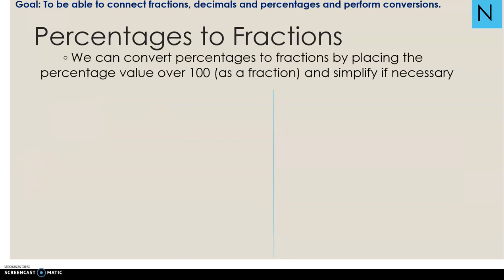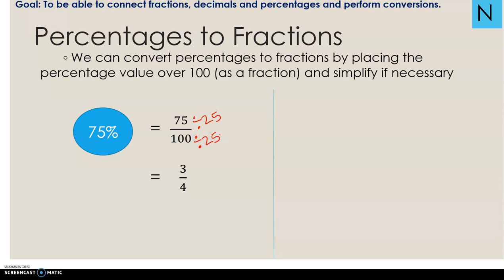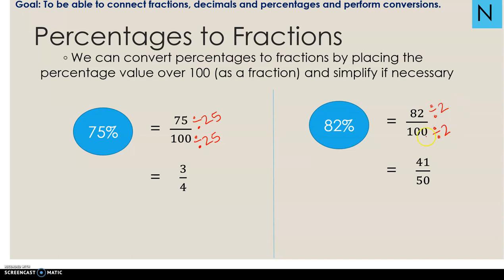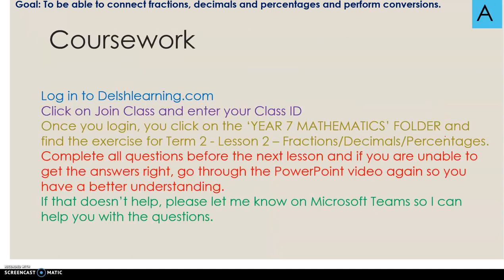And percentage to a fraction, really simple. You write down 75%. We know percent means over 100. So 75 over 100. And the last step is to simplify. To simplify, I know 25 is a common factor because 75 divided by 25 gives me 3 and 100 divided by 25 gives me 4. One more example, I've got 82 over 100. If I simplify, 2 is a common factor. 82 divided by 2 is 41 and 100 divided by 2 is 50.